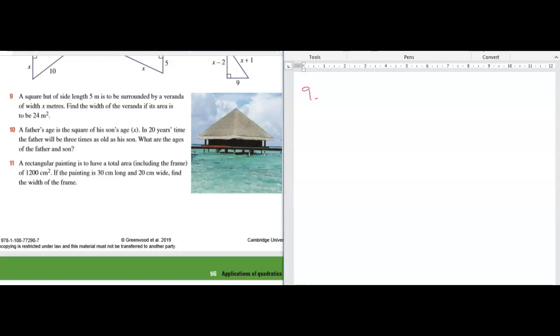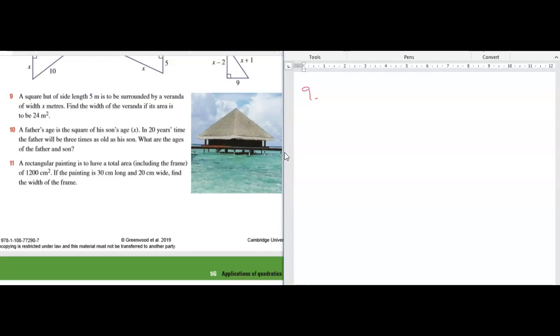Okay, a square hut of side length 5 meters is to be surrounded by a veranda of width x meters. Find the width of the veranda if its area is to be 24 meters squared. Now, we've got a diagram here, which isn't entirely helpful because even though it's a hut, we don't need to draw the hut like that.